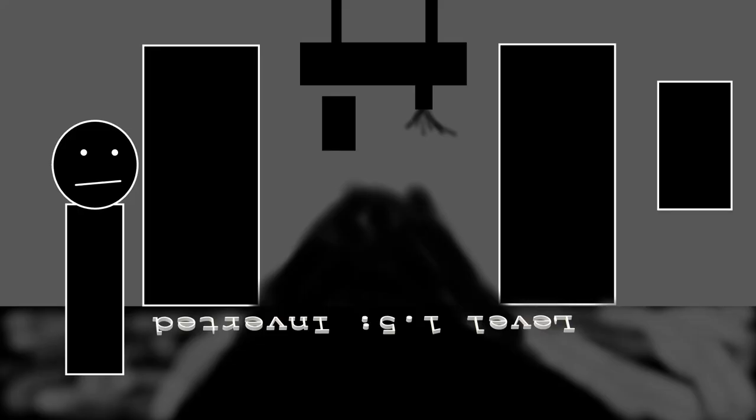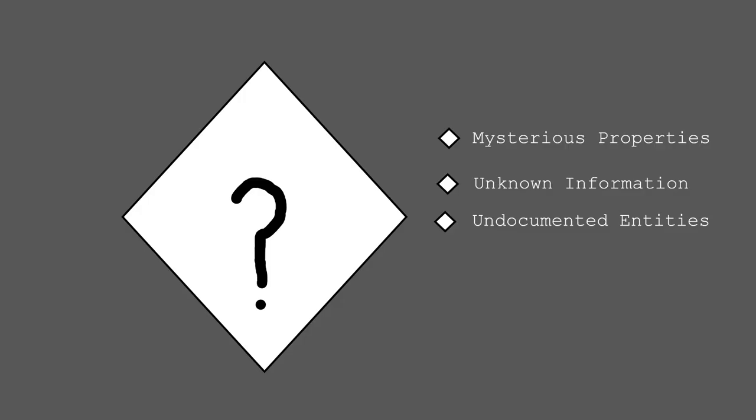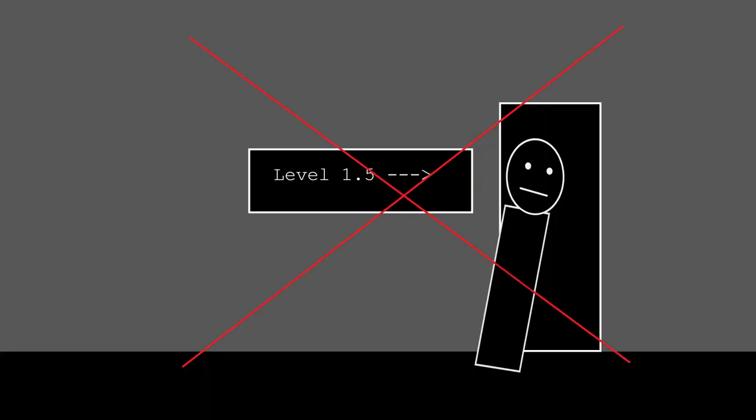Now, level 1.5 is the fifth sublayer between levels 1 and 2. The level has been given the nickname Inverted. It has mysterious properties, unknown information, and undocumented entities. Due to the nature of this level, it has been marked as class undetermined. Level 1.5 is a very mysterious level and hard to access. Most records and data that come out of it end up scrambled.